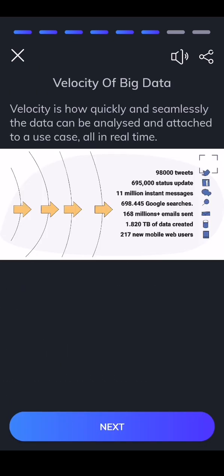Velocity is how quickly and seamlessly the data can be analyzed and attached to a use case, all in real time.